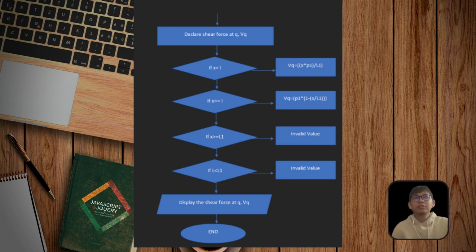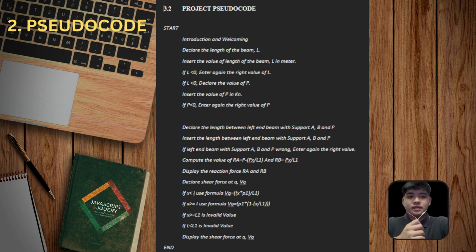Next, declare the internal force at Q, VQ. If x is smaller than L and x is bigger than or equal to L, we will use this formula. If x is bigger than L1 and L is smaller than L1, it's an invalid value. Next, display the internal force at Q, VQ. Lastly, end.